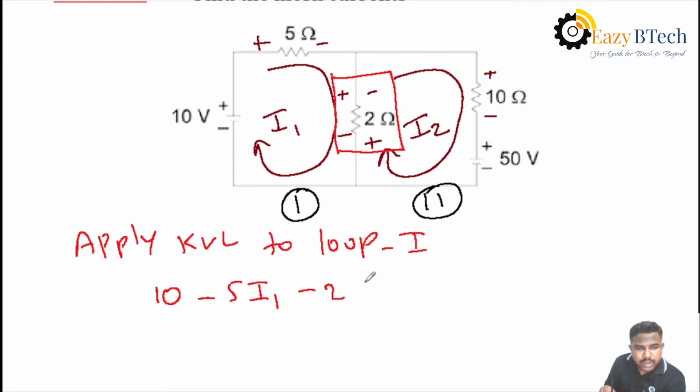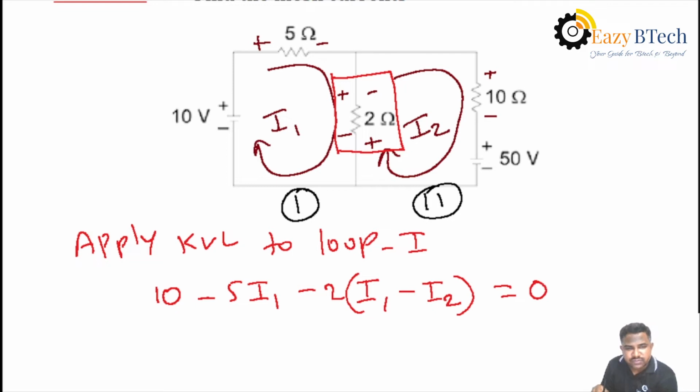Here the 2 ohms belongs to two loops, that's why the current is I1 minus I2. Because we are writing the equation for the first loop, I1 is taken as greater. We don't know the values of I1 and I2, so whichever loop we are writing the equation for, that current is taken as the higher value. Here we are writing the equation for the first loop, that's why I1 is larger than I2. Then the drop is I1 minus I2 times 2.